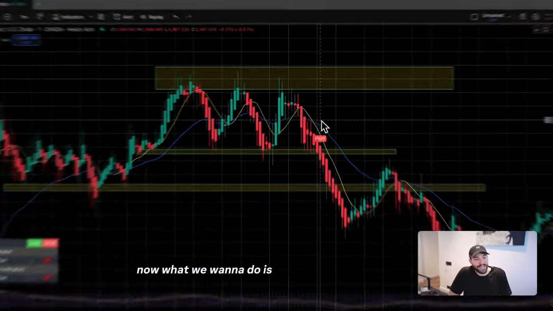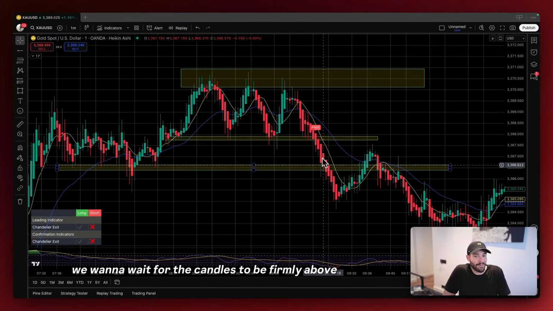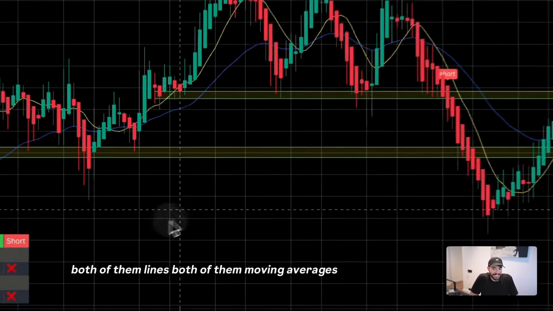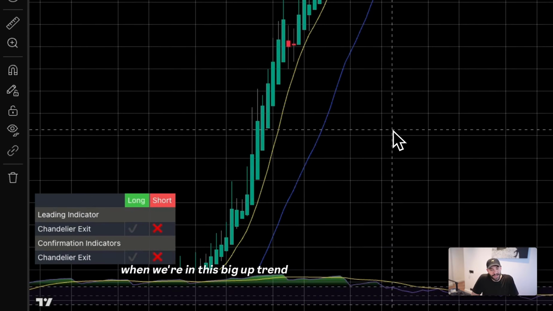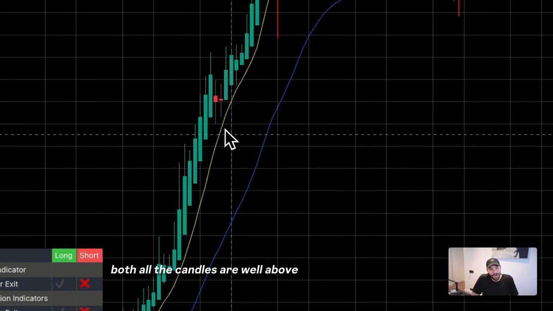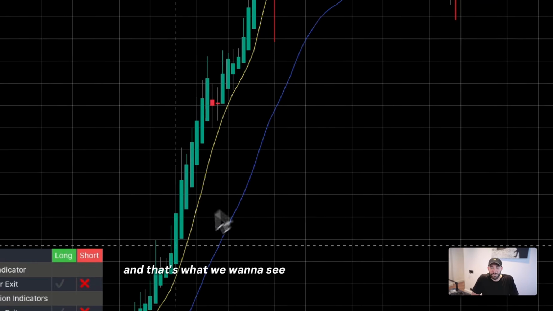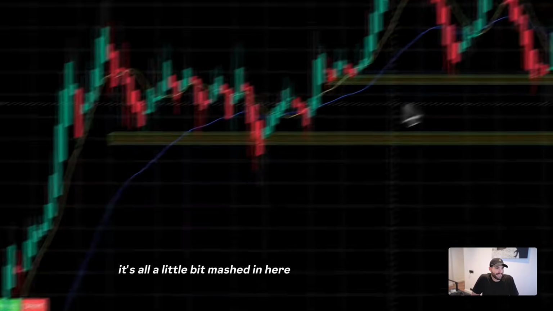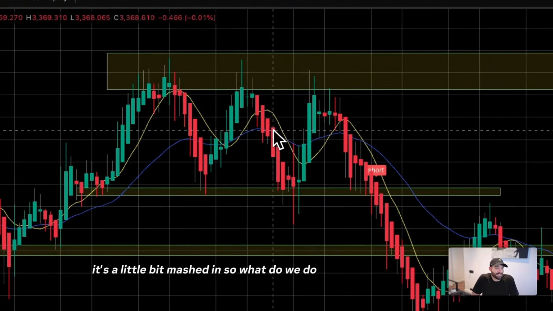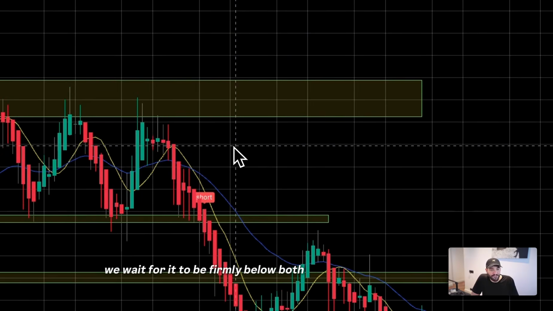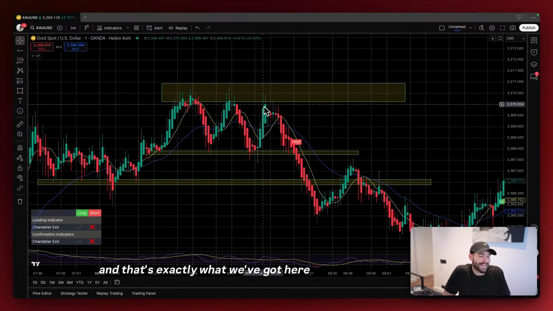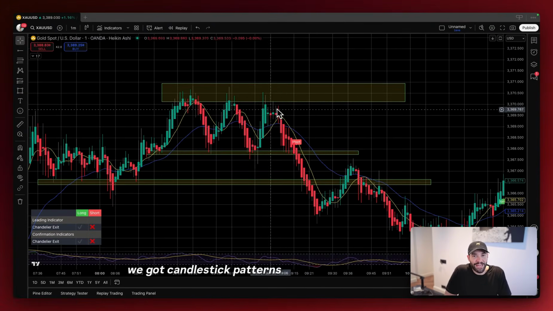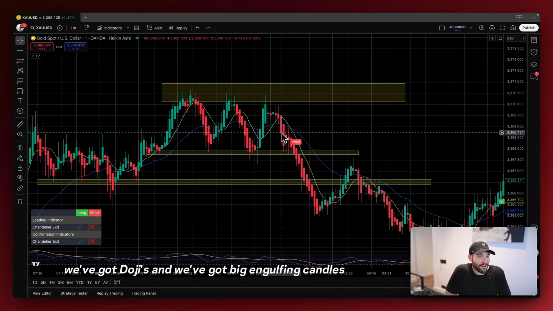Now, what we want to do is wait for the candles to be firmly above or below both of the moving averages. You can see right here, when we're in this big uptrend, all the candles are well above both of the moving averages, and that's what we want to see. That's telling us that things are going to continue to move up. Right here, it's all a little bit mashed in. Here, it's a little bit mashed in. Here, it's a little bit mashed in. So what do we do? We wait for it to be firmly below both. And that's exactly what we've got here. So again, support and resistance, triple top, candlestick patterns, dojis and big engulfing candles.